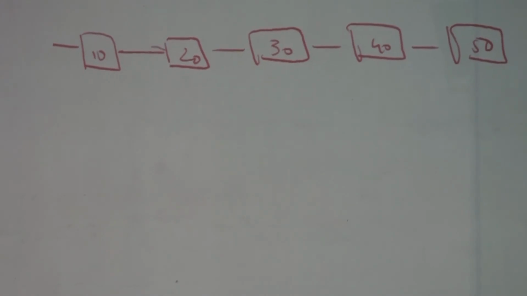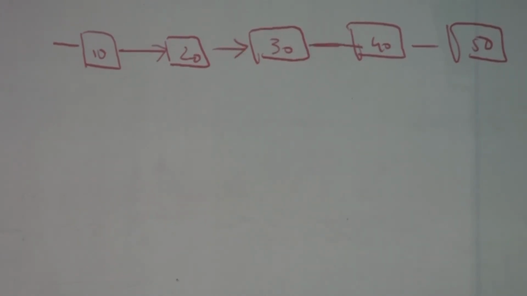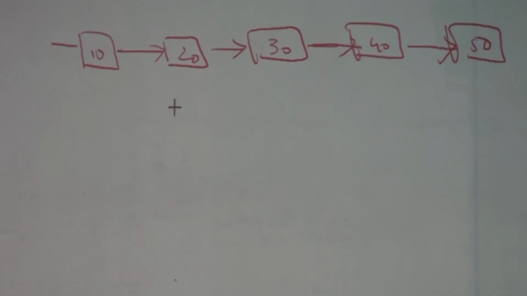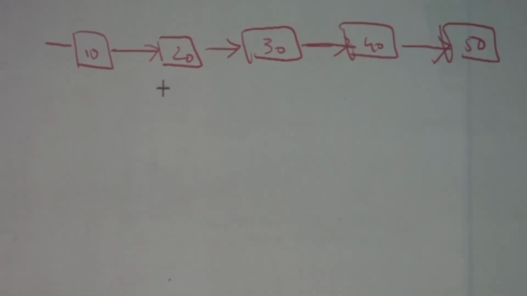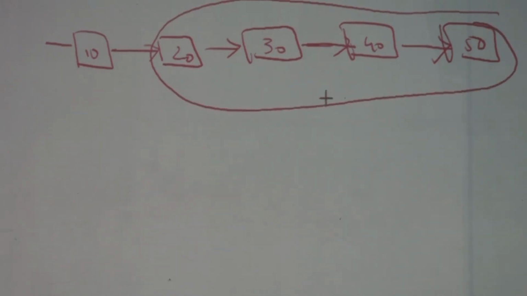My list currently is this. Now, let's imagine that I have managed to reverse this list. That's how recursion asks us to think. So, if this list has been reversed, how will it look?